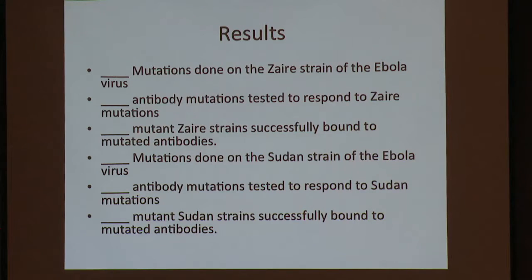On the Sudan strain, there were 680 something. There were, I think, 92 mutations done on the Sudan strain. There were 600 and some odd antibodies tested to respond to them. And so far, at this writing, only 66 were successfully bound. Now, we think that with more compute time, we'll get there with the remaining Sudan strains. But that's a hypothesis to be tested.